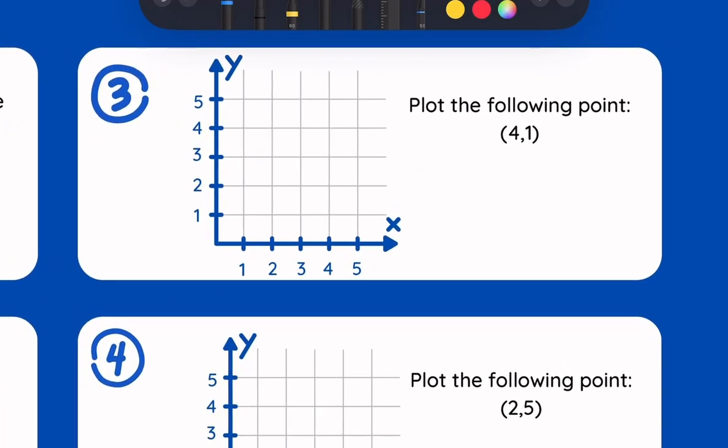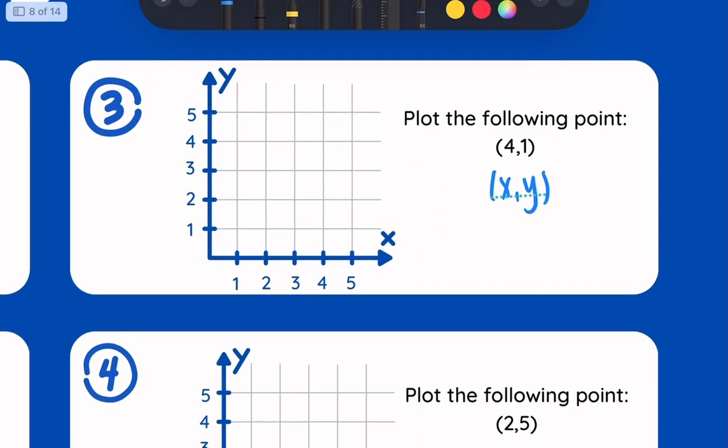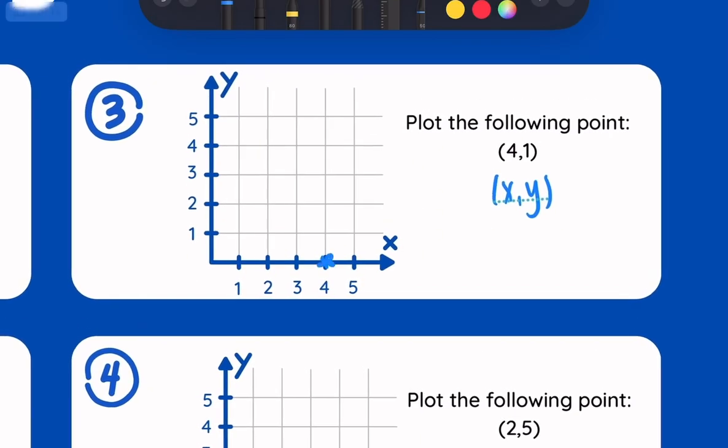Now here they want us to plot the following point, 4, 1. Remember that this is always x, y. Think about what comes first in the alphabet, x and then y. So now here, x is 4. So I'm going to plot this at 4. And the y is 1. So I'm going to plot this at 1. And where they meet is exactly right here.